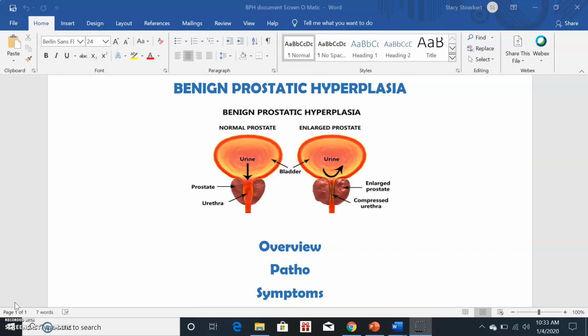This condition can be diagnosed by the physician performing a digital rectal exam or by using lab work. For BPH, you would be looking at the lab value of the PSA, which stands for prostate-specific antigen. In BPH, this lab value will be elevated.